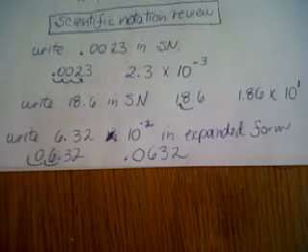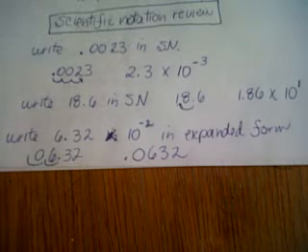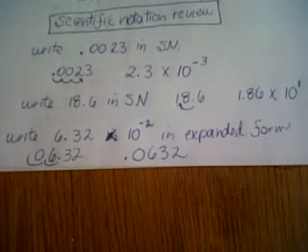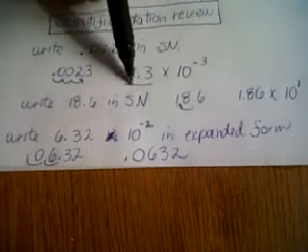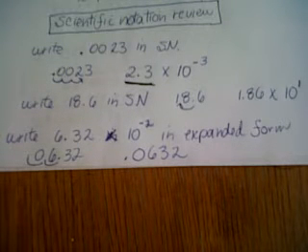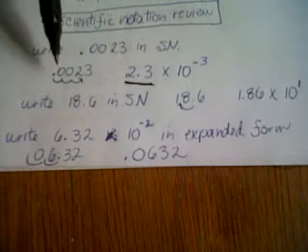Here's scientific notation review. Scientific notation review says write .0023 in scientific notation. So I start with this, .0023. And scientific notation means I write this first number as a number that is between 1 and 10, up to 10, but not including 10. And so I'm going to write this number as 2.3.